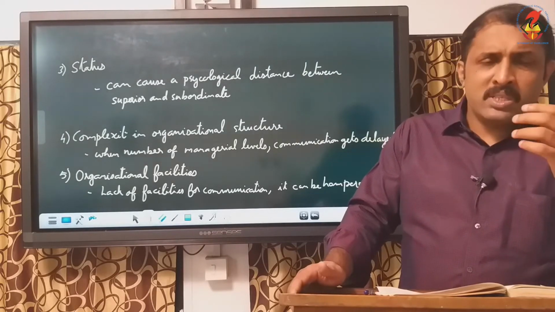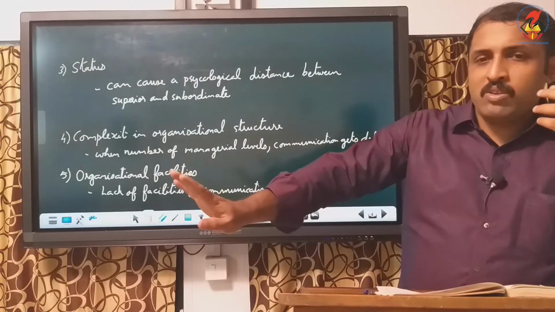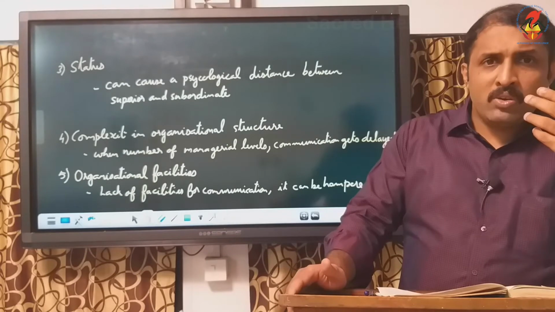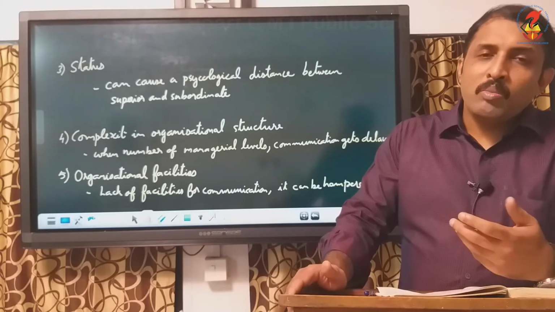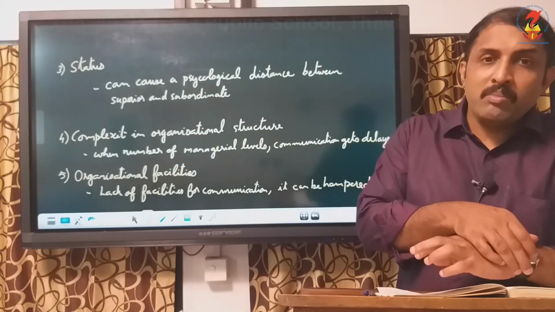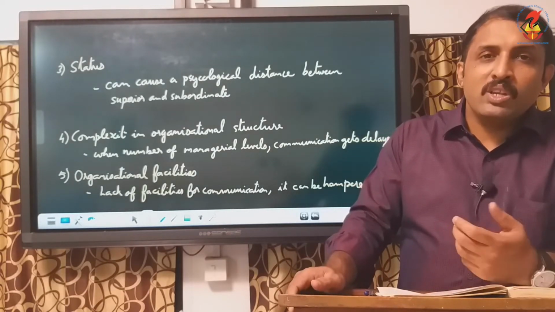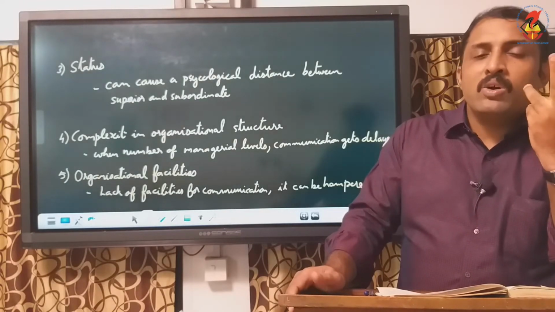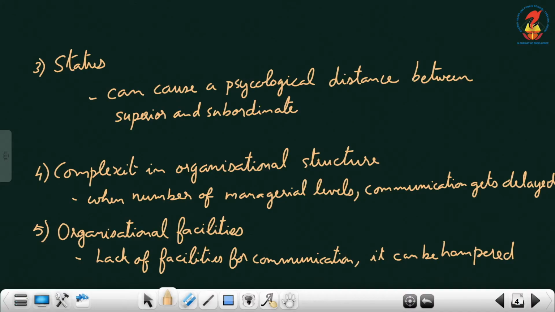At the same time, sometimes a person who is at a higher position may think, oh, I am at a higher position, it's not fair to keep them at my level or to communicate with them. So they will try to keep a distance. That's also another psychological distance. So both ways, status can become a factor which is hindering communication in the organization. The levels each one is holding can create a problem. Again, that is an organizational barrier of communication. Fourth one is complexity in organizational structure.